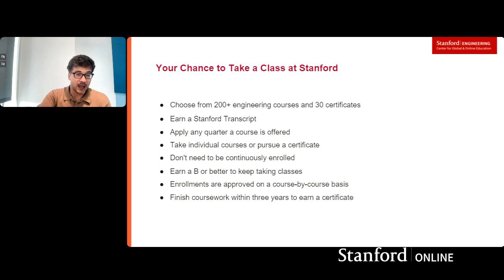And finally, the last thing I'll add is if you were to be admitted into a master's program at Stanford, you could apply up to 18 of the units that you earned as a non-degree student, which is what we call it when you're taking these on a course-by-course basis. You could apply up to 18 of those units towards a relevant master's degree.